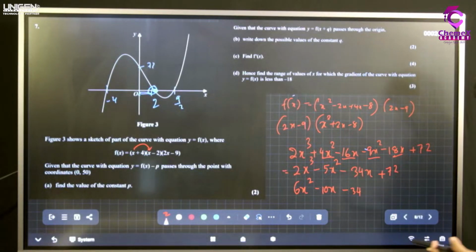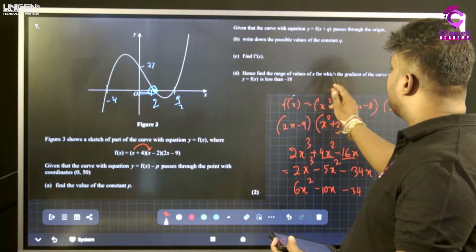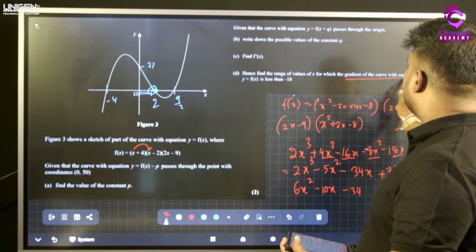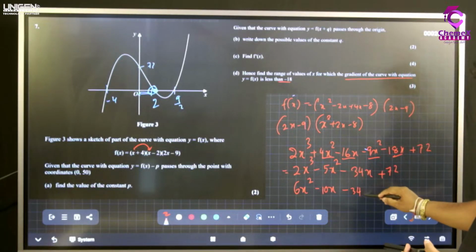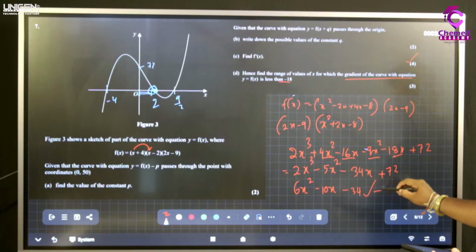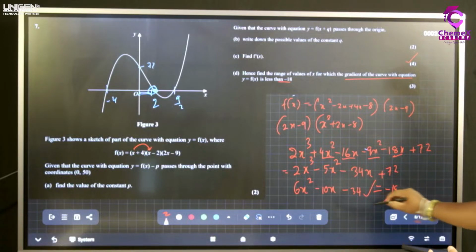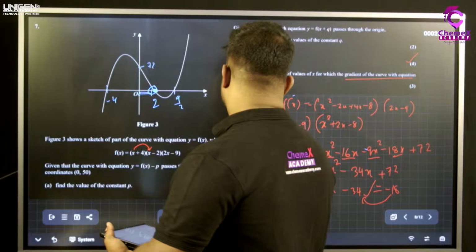That's it. Then next part they say, hence find the range of possible values of x for which the gradient of the curve with the equation f(x) is less than 18. So this part is finished, and you get 4 marks here, f dash x. Then in part b, set it less than 18, take 18 to the other side and solve the quadratic and get the two terms. What are the two terms?